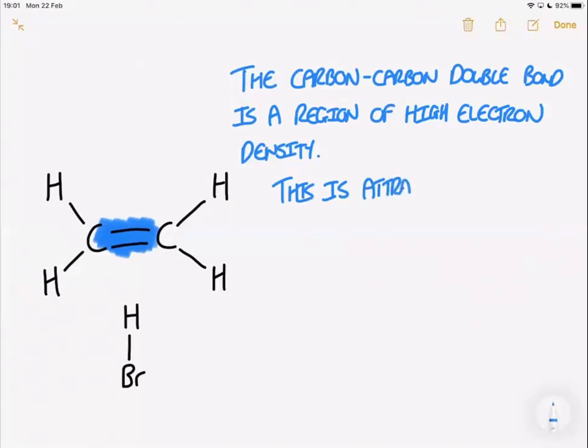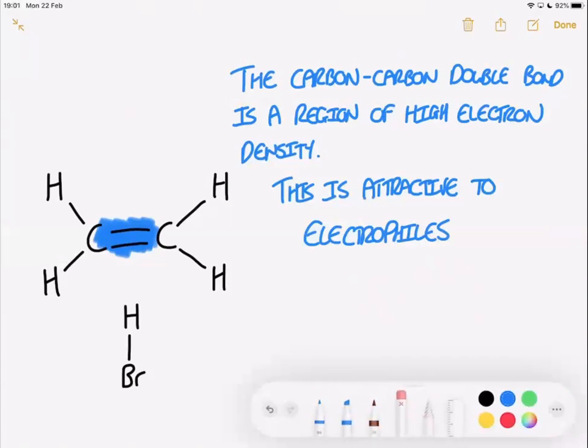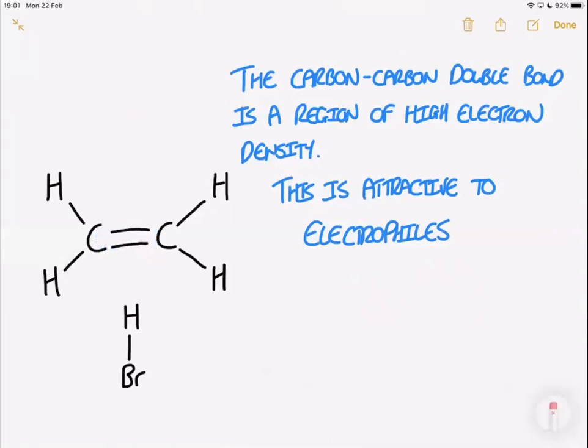This region of high electron density is attractive to a class of compounds that we call electrophiles. The name electrophile is quite logical. Electrophilic means something that is attracted to electron density. And that's kind of what we're getting at here. There are a few different electrophiles we're going to look at. We already kind of know them because we've looked at the overview of addition reactions. But in this first example, it's going to be hydrogen bromide. So then I'm just going to get rid of that to tidy it up a little bit.